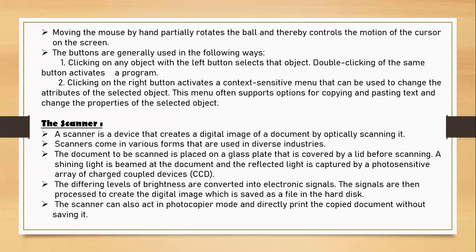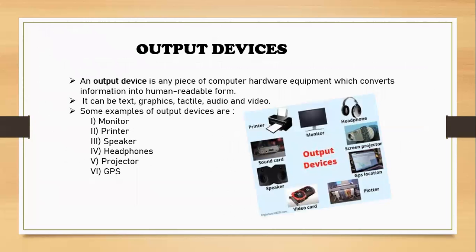Apart from keyboard, pointing devices like mouse are used for graphical user interface operating systems like Windows. So, different types of clicks. What happens when you click the left button, and what happens when you click the right button? It's given in the two points. Scanner is an important device. Then come output devices: monitor, printer, speaker, headphones, projectors, GPS.